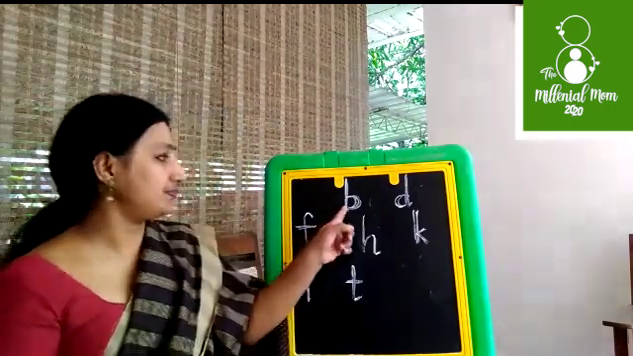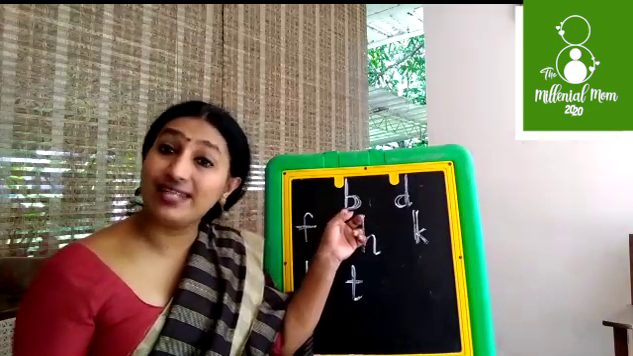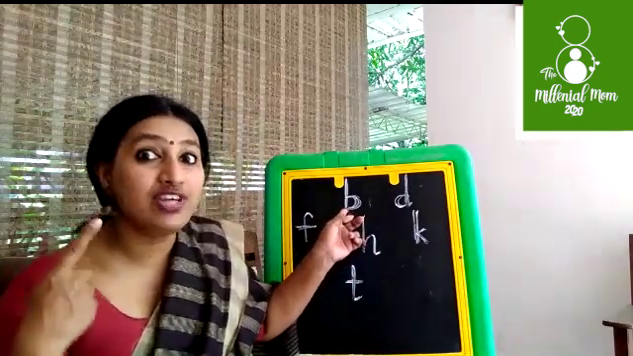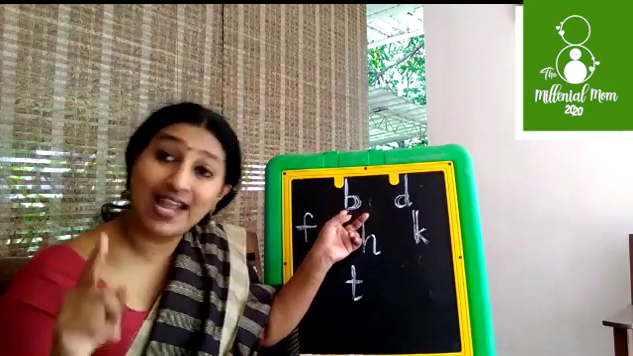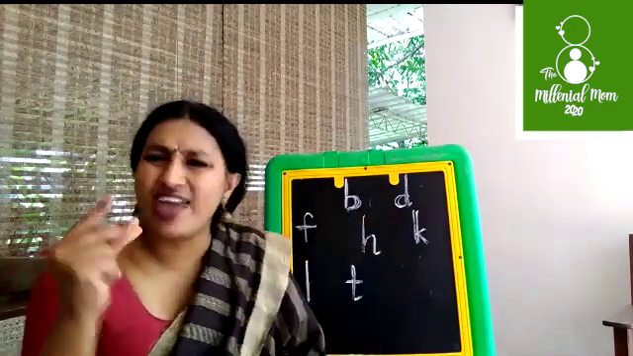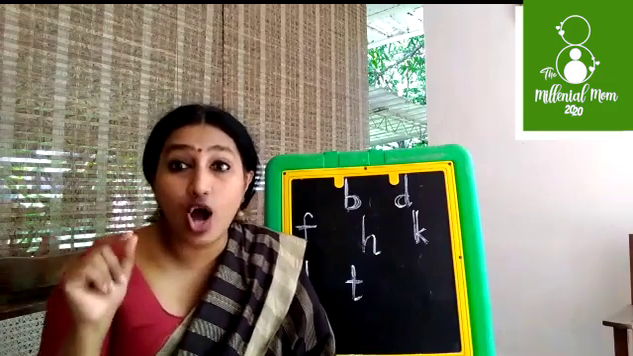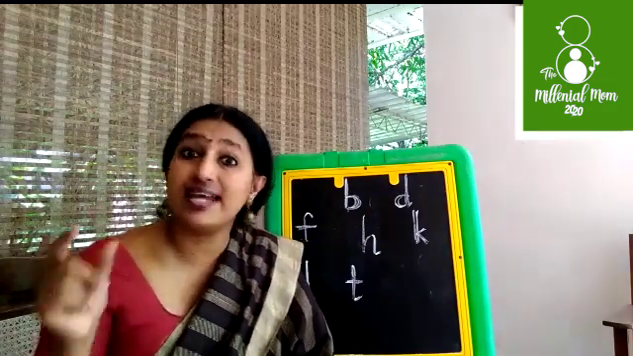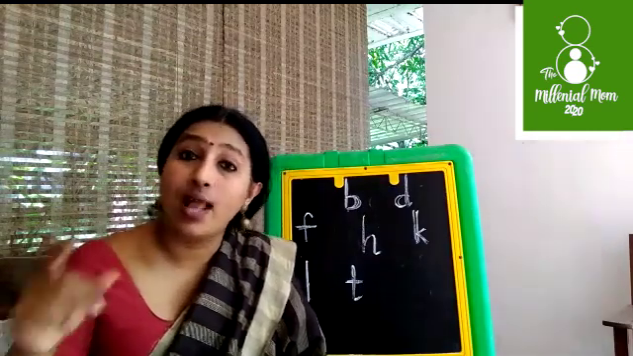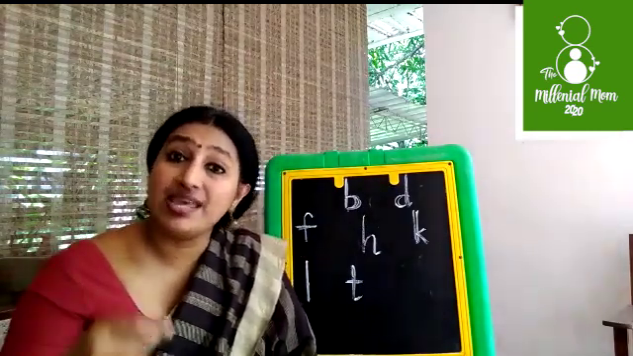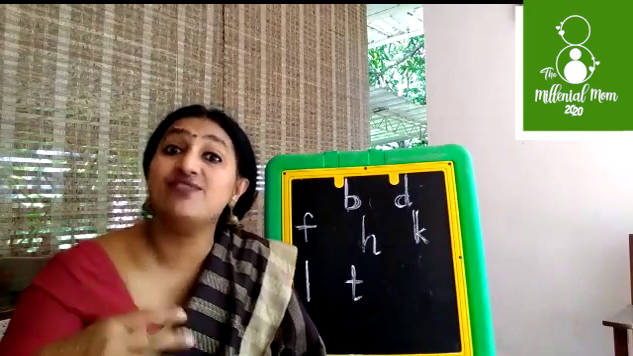So, what is the sound of the letter B? How do we remember the sound of the letter B? How can you teach the sound to your child without making a mistake? Very simple. B for ball. We have learned that B is for ball. B is for bun. B is for book. B is for bottle.